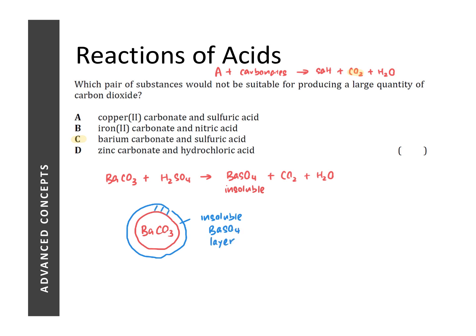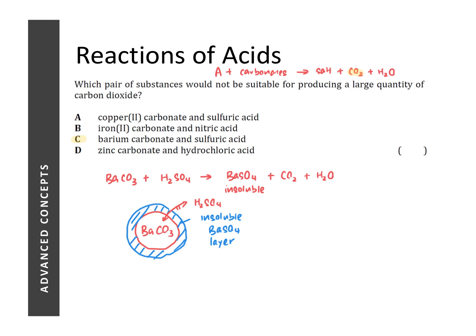Once you get this layer forming on your barium carbonate, it will prevent any further reaction with sulfuric acid. So it blocks any further reaction between barium carbonate and sulfuric acid, and because of that the reaction will actually stop before your barium carbonate is fully reacted, and because of that you will not get a lot of carbon dioxide.